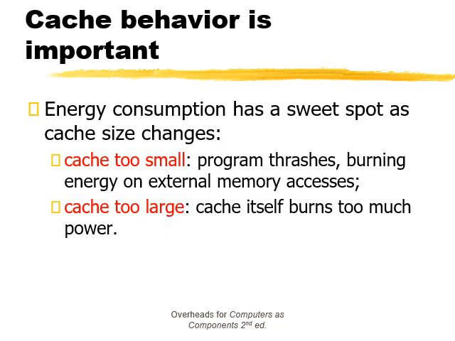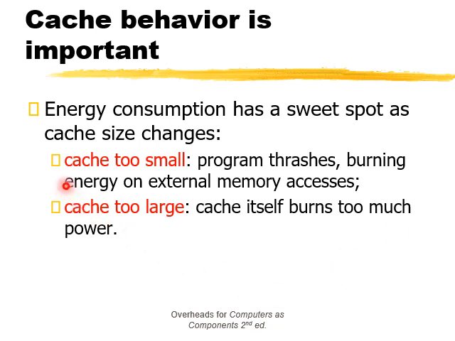So the behavior of the cache greatly influences the energy consumption of a program. Energy consumption has a sweet spot as cache size changes, so we need to take care of the cache size. We cannot go for a very large cache, nor can we go for a very small cache. It's a trade-off, so we need to maintain a size at which our cache will perform best.